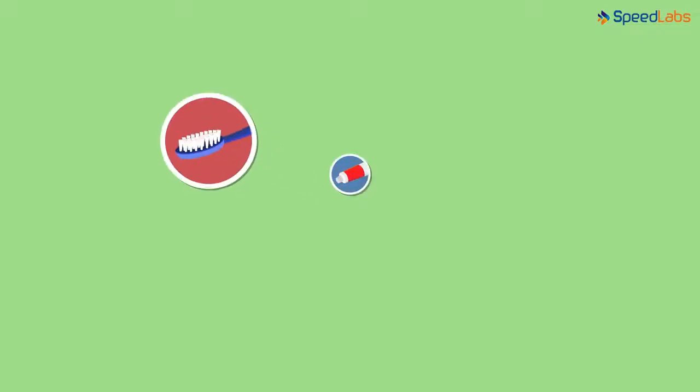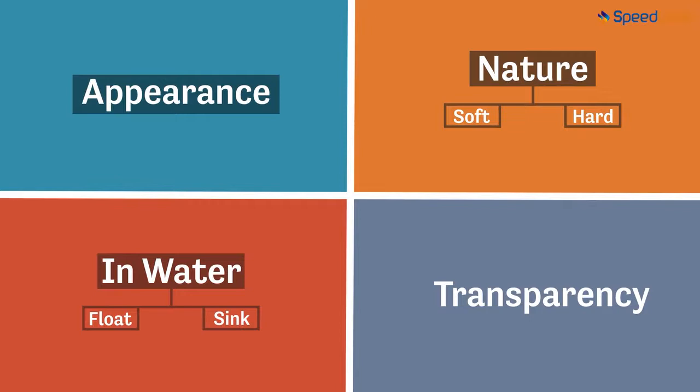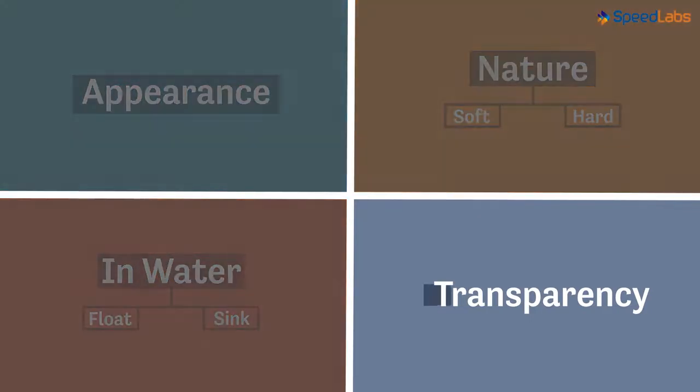We are learning how to sort materials into groups based on various parameters. Now all we are left with is the last parameter from our list. Let us have a look at it in detail. For understanding this, let's perform a simple activity.